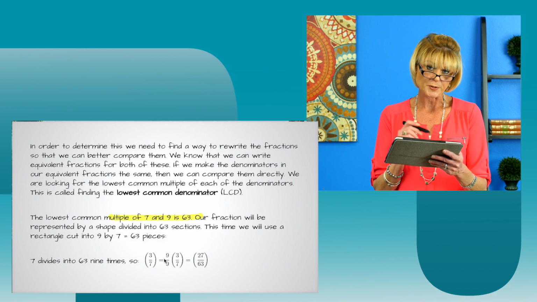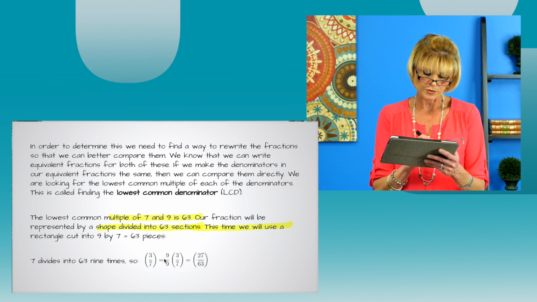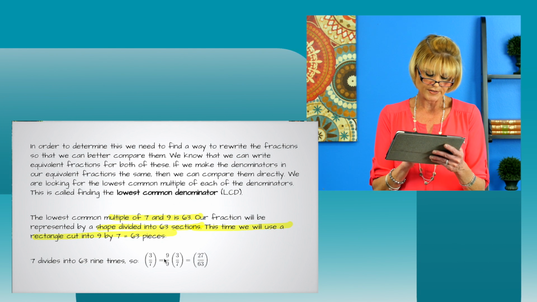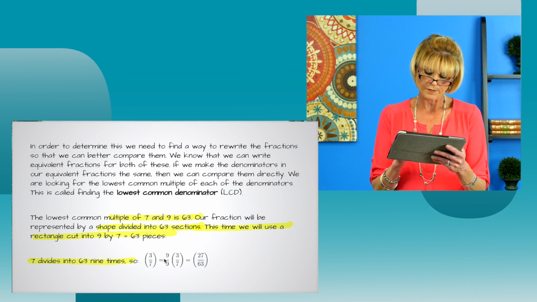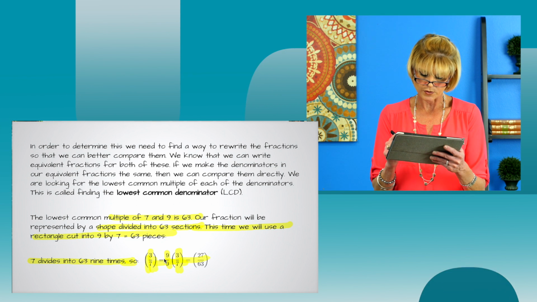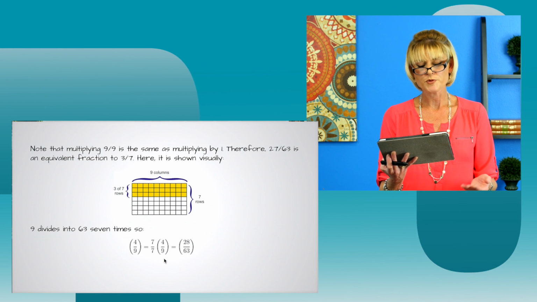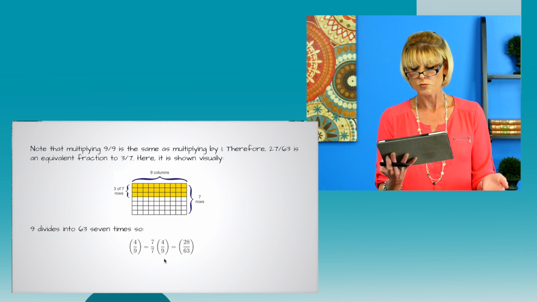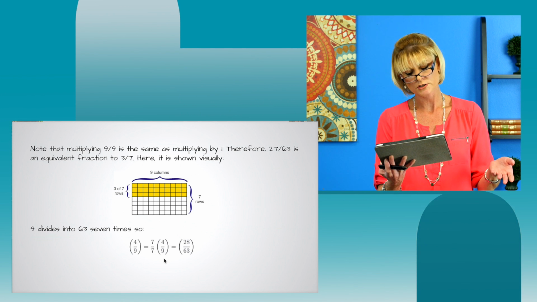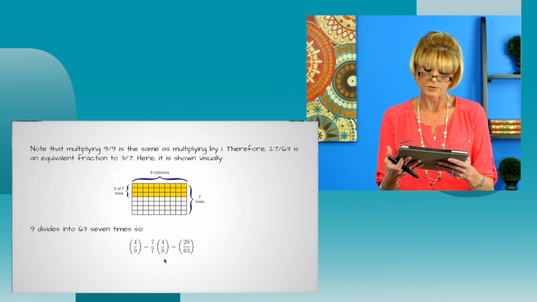Our fraction is going to be represented by a shape divided into 63 sections. This time we'll use a rectangle cut into 9 by 7, or 63 pieces. 7 divides into 63 9 times, so 3 over 7 equals 9 over 9 times 3 over 7, which equals 27 over 63. Note that multiplying by 9 over 9 is the same as multiplying by 1. Therefore, 27 over 63 is an equivalent fraction to 3 over 7. Here it is shown visually. So you can see 9 columns, 7 rows, and 3 rows of 7.